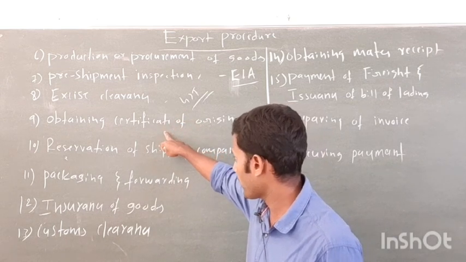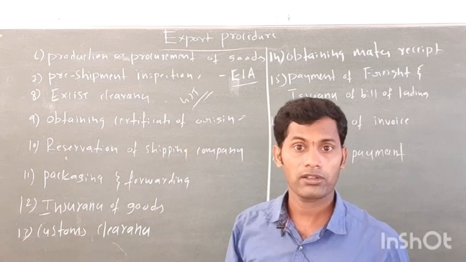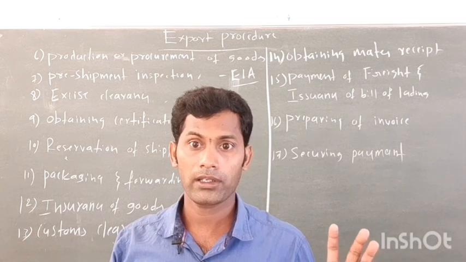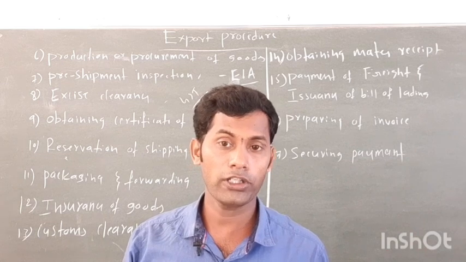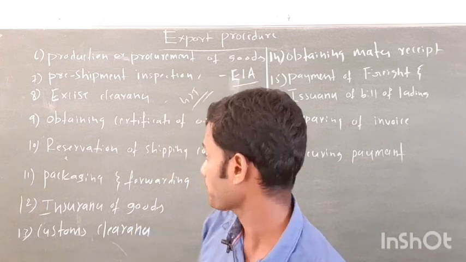So that's the ninth one, certificate of origin. It's a proof from where the goods have been originated or exported or produced. That is the ninth one, certificate of origin.